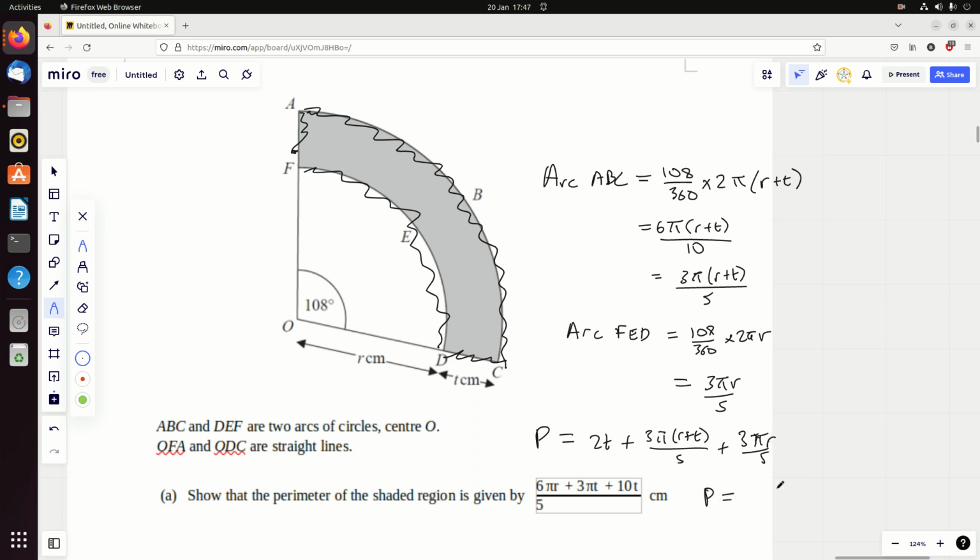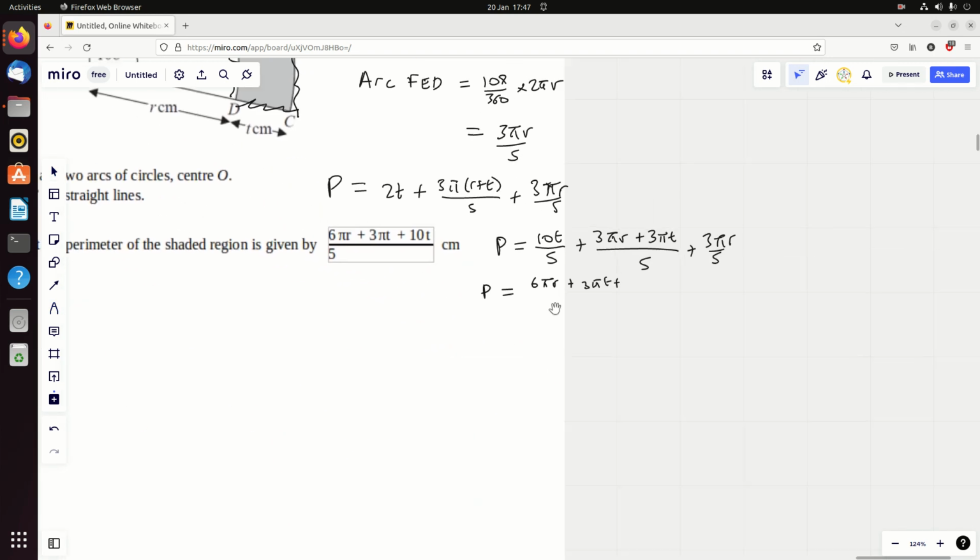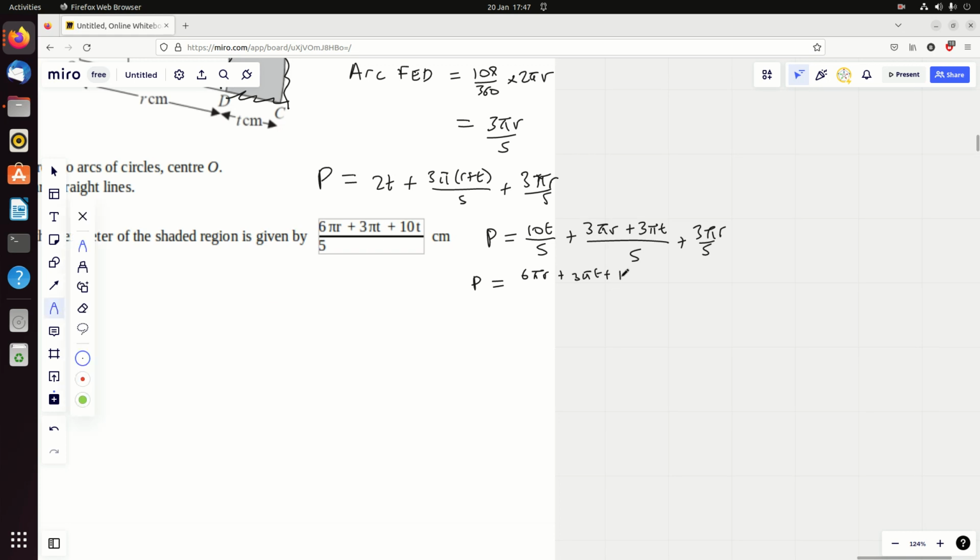Now I'm just going to combine that, and we need a common denominator here, so write 2t as 10t over 5, plus, I'll multiply out these brackets, 3 pi r plus 3 pi t over 5, plus 3 pi r over 5. We've basically got the answer now, because look at what we're heading to. We're heading to this: 6 pi r, well that's 3 pi r plus 3 pi r. And then we've got 3 pi t, well that's there. And then we've got the 10t on the end. All over 5. Done.